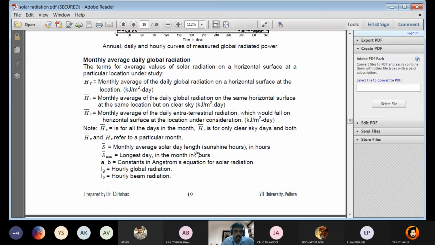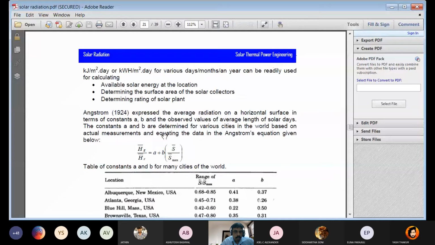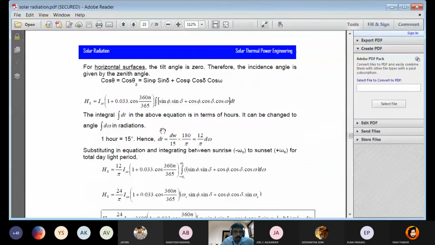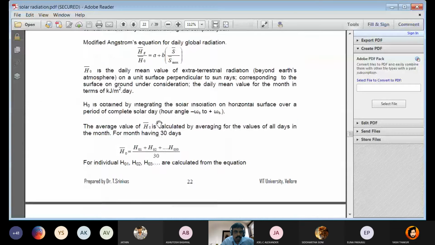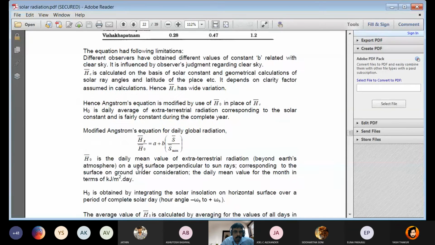So the maximum will be given. The monthly average solar day length is usually given, but S dash max you can calculate: the longest day in the month in hours, right? So this you can note down. What is the relation?